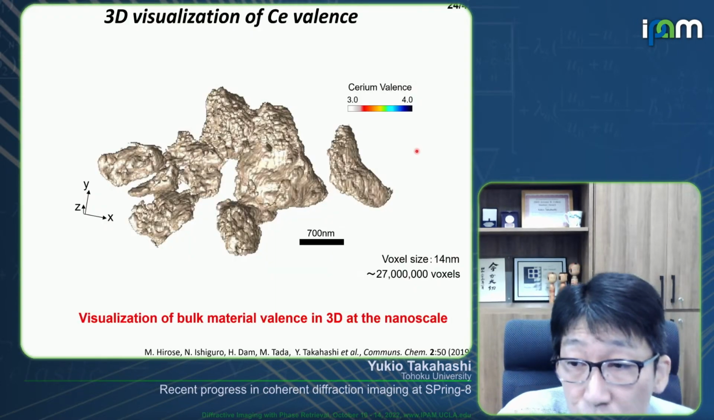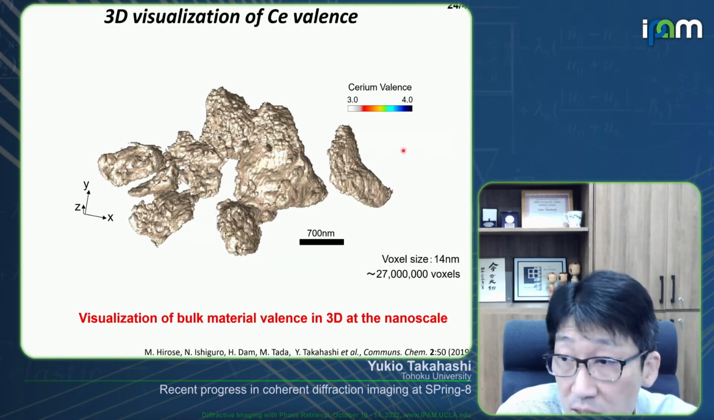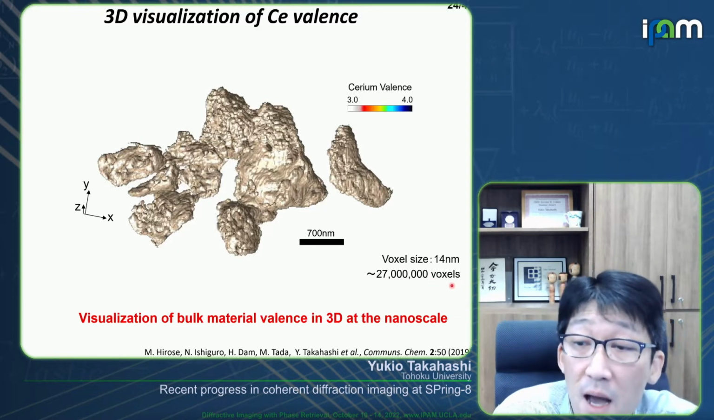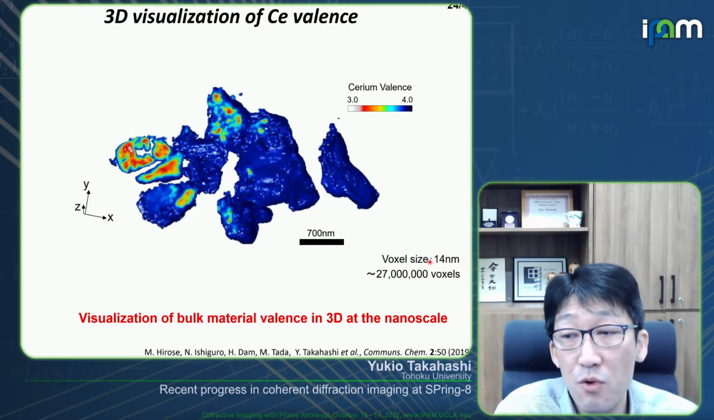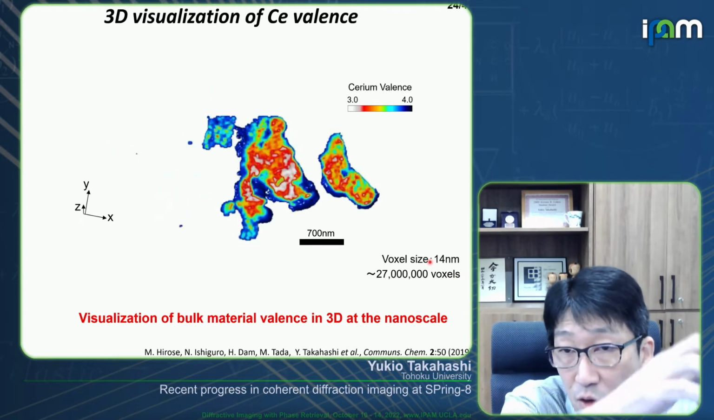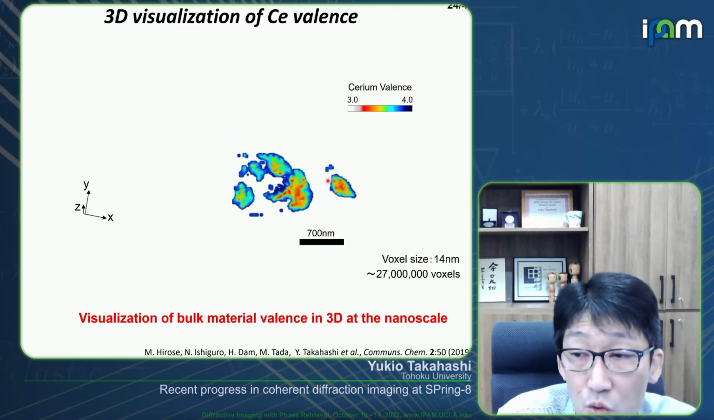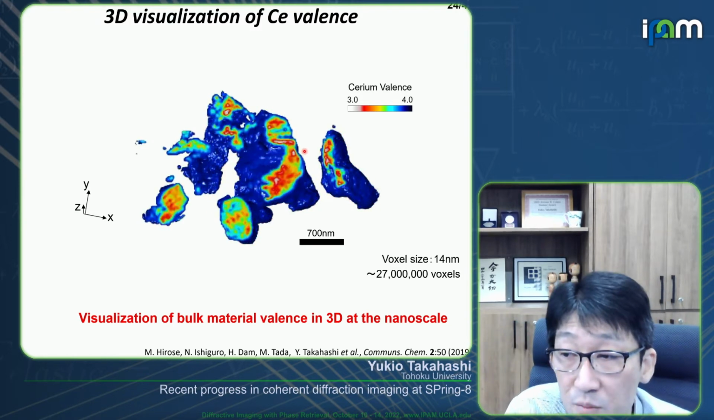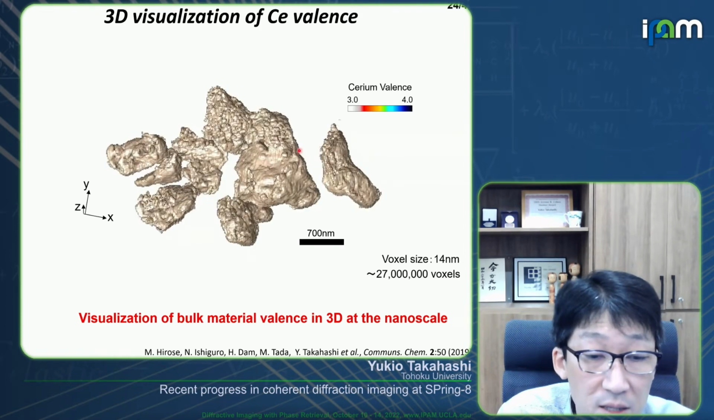So this is the result of 3D visualization of the cerium valence of the CZ particle. The voxel size of the image is 14 nanometers, and the number of voxels is 27 million. As you can see, the outermost surface is completely blue, which means completely oxidized on the surface. The internal valence distribution is quite complicated. So this is the first 3D visualization of bulk materials in 3D at the nanoscale.